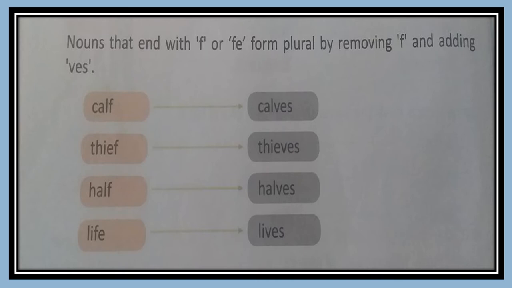So, we have learned that the nouns that end with F or F-E form plural by removing F and adding V-E-S. I have explained to you children that if you are removing F, you need not put the F again. Now, here are a few examples. Calf, calves. Dekho, yahan par F nahi hai jab humne plural kiya. Thief, thieves. Again, F is not there. F ki jagah par kya hai? V-E-S. Half, halves. Life, lives.